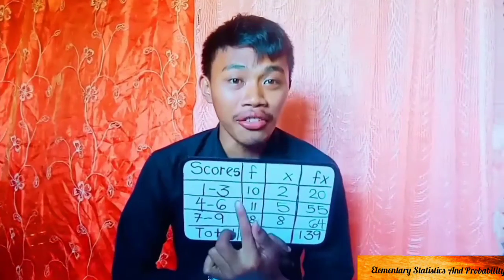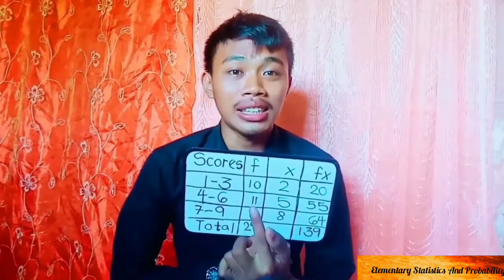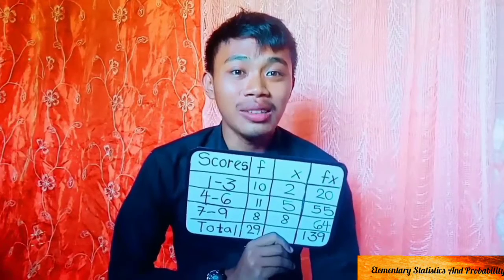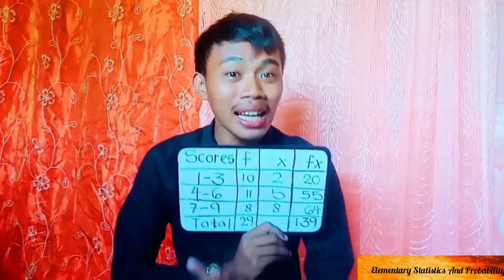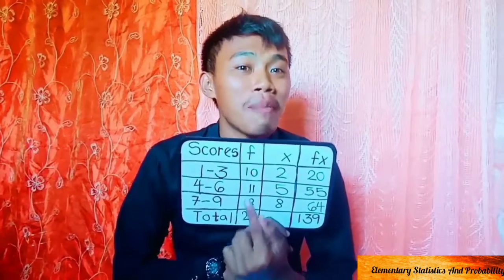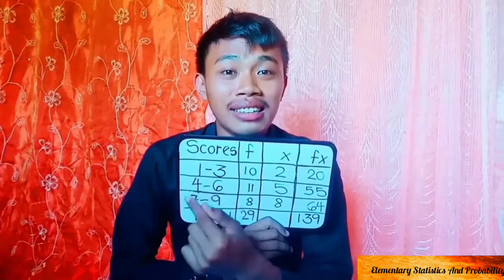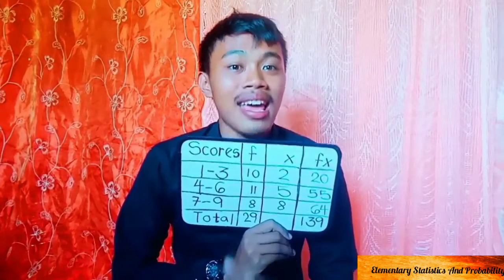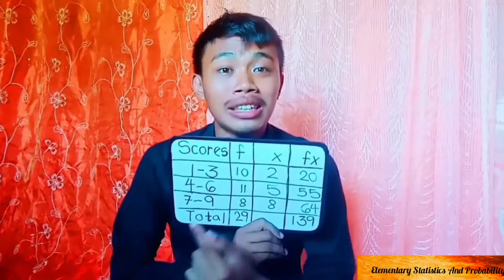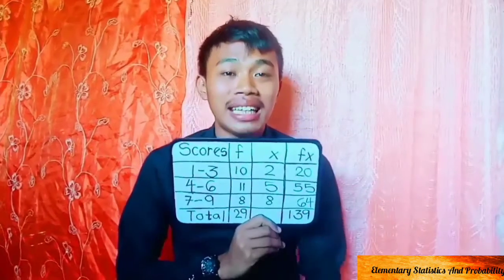So, F. To find F, which is our frequency, pila kabilog bata nga nagaedad 1 to 3. So, sa base sa akong research, sa amon di, may pulo ka mga bata nga nagaedad sa edad nga 1 to 3, 11 for 4 to 6, and 8 for 7 to 9 nga mga bata.